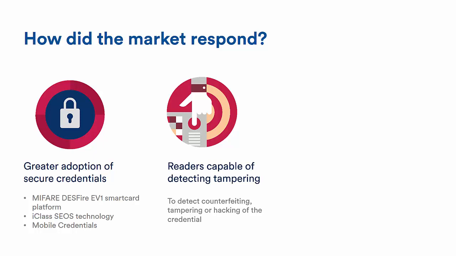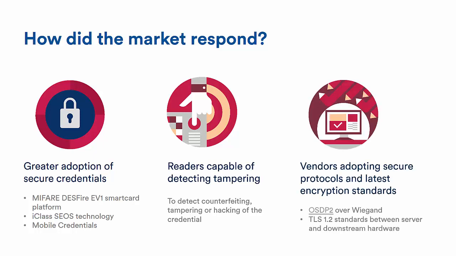Additionally, we've seen reader manufacturers adding sensors in their readers capable of detecting if someone is tampering with the reader. If the reader is undocked, it will sound an alarm for an operator to acknowledge and address. We also see some vendors adopting more secure protocols and the latest encryption standards like OSDP, or Open Supervised Device Protocol, version 2 over Wiegand, and IT standards like TLS 1.2 authenticated encryption between servers and downstream hardware. So the good news is that the market has many alternatives to offer, but it can be confusing to design a secure system with all of these options.